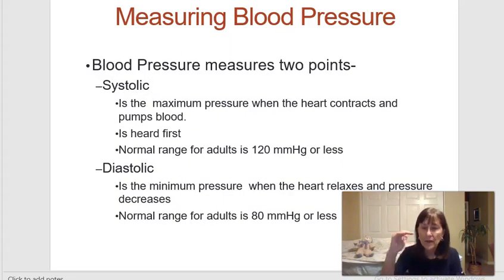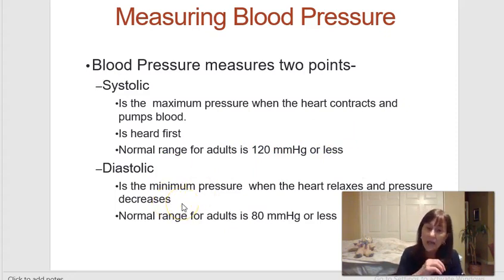So the blood pressure has two numbers, a top number and a bottom number. The top number is systolic. You could think about that as stairs going up, systolic. It's the maximum pressure when the heart contracts. So when it contracts, that's the highest pressure. And the normal range for adults is 120 or less. They like it to be 110 now.